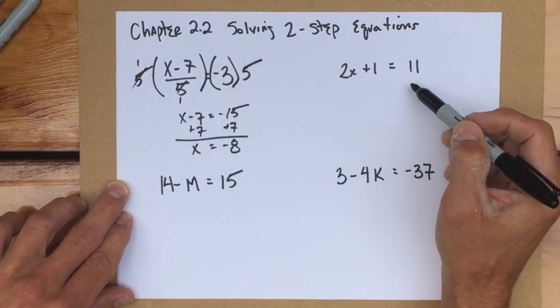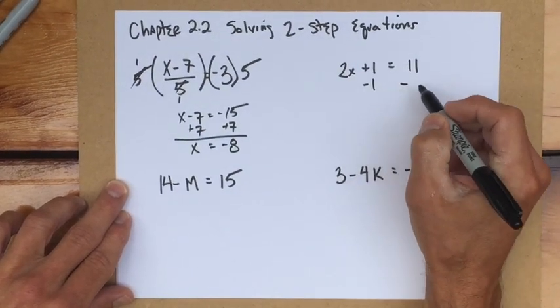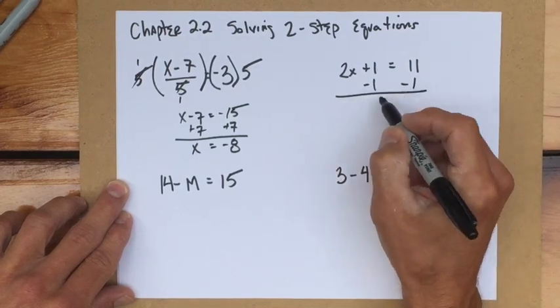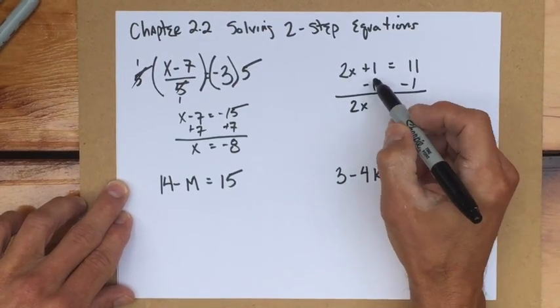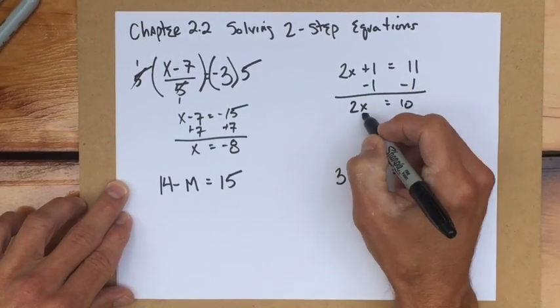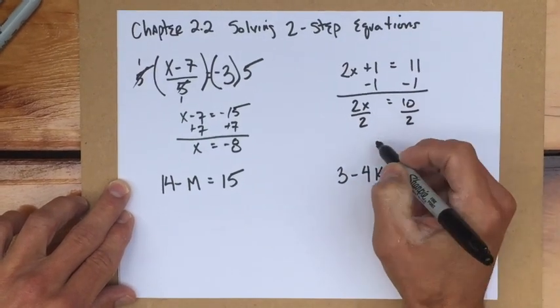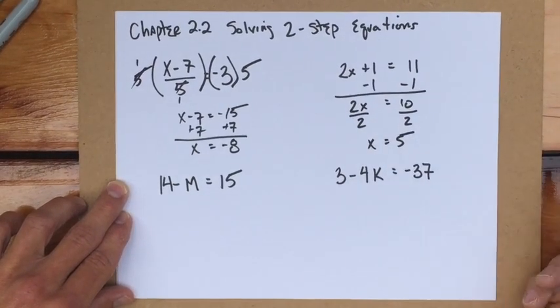I'll go to probably the most classic of all two-step equations, 2x plus 1 equals 11. And you'll see, simply get rid of the thing that's around the x first, then get rid of the thing that's closest to x second, and you get your x is 5.